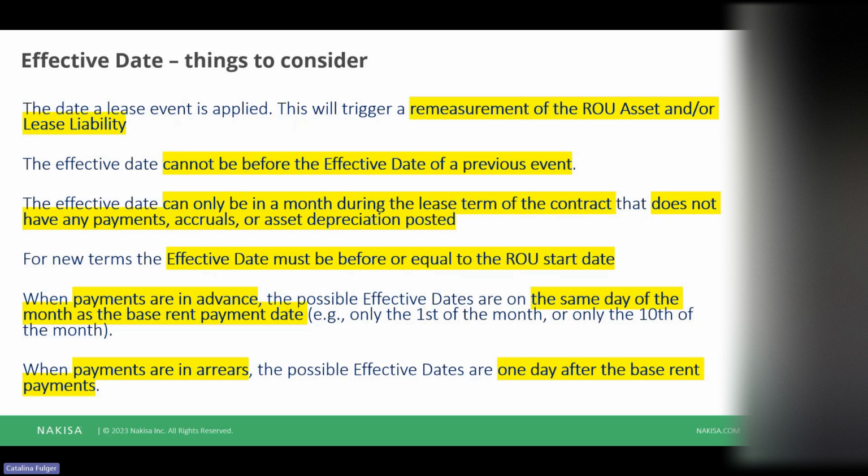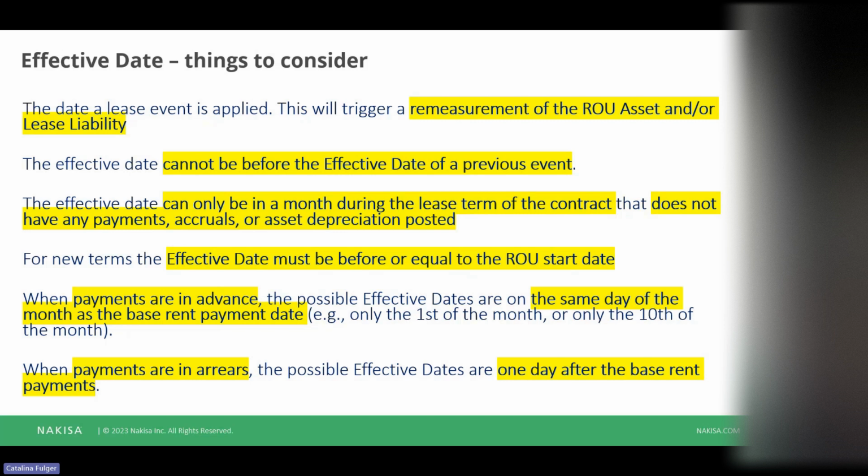So when you prepare your lease modification, one of the things that you need to keep in mind is when exactly the system is going to apply that lease modification. The effective date in Nakisa is simply the date when the lease event is applied, when the schedules are being recalculated, taking into consideration the new terms and conditions, the changes that you make.